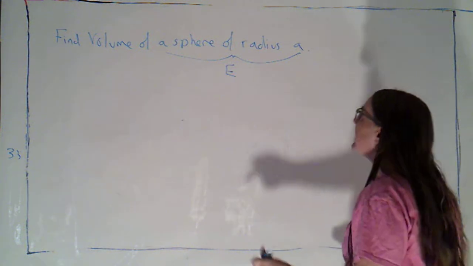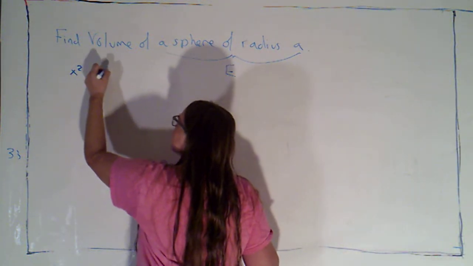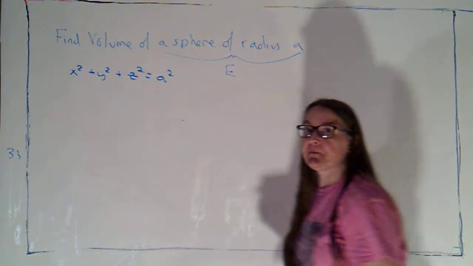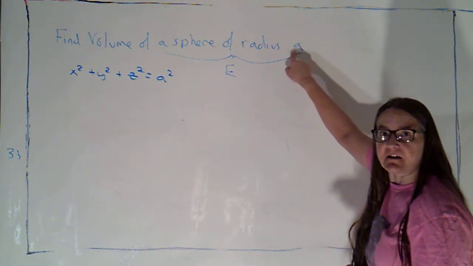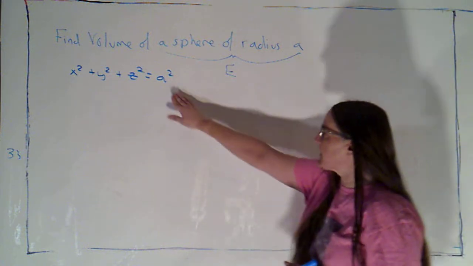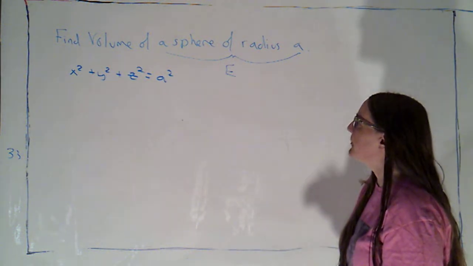Okay. And I know that the equation for that would be x squared plus y squared plus z squared is equal to a squared. It is implied by saying that a is the radius, that a is positive. You can't have a negative radius for a sphere. Okay, so I'm not specifying what the radius is, but I do know that it's a positive number.